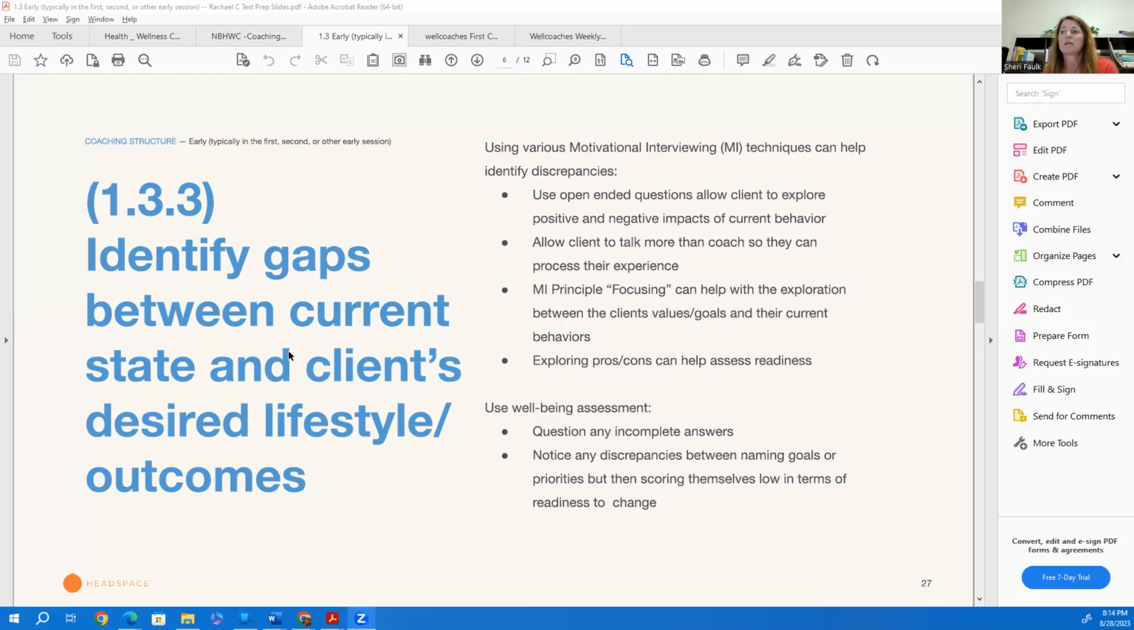Okay, so pretty much to sum up what she said, this is going a lot from the MI book: using open questions, allowing the client to talk more than you talk, doing the focusing, exploring your pros and cons, and using your well-being assessments if there are any incomplete answers. But you do have to have a fine line, because maybe it's nothing that they want to talk to you about.